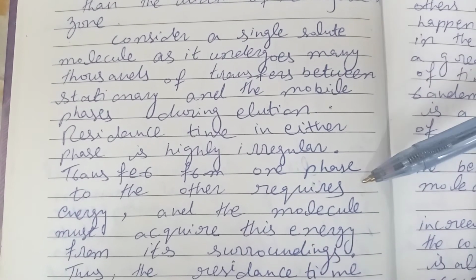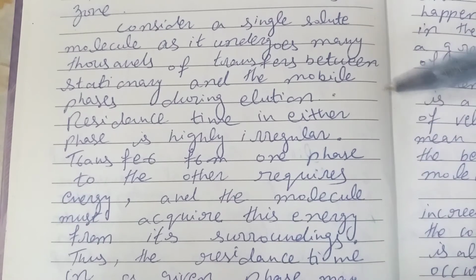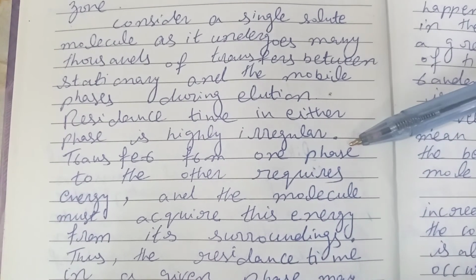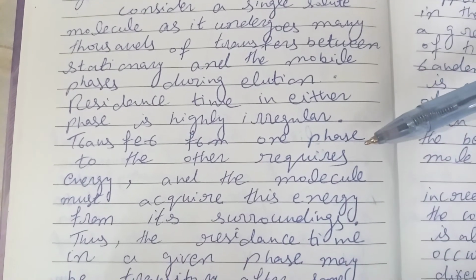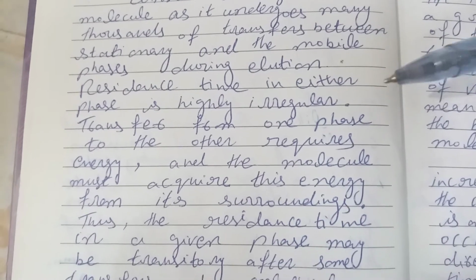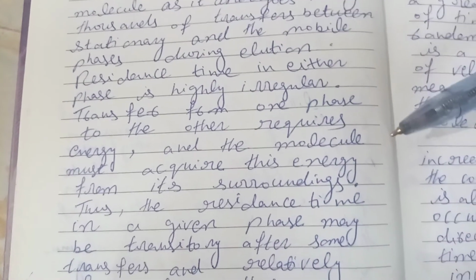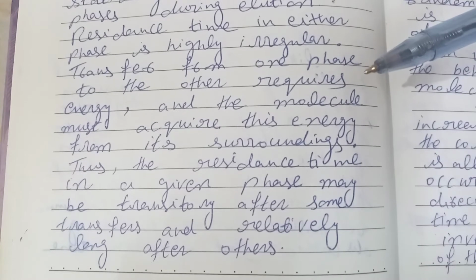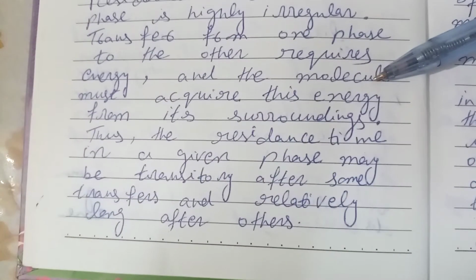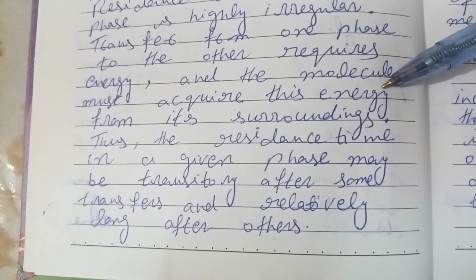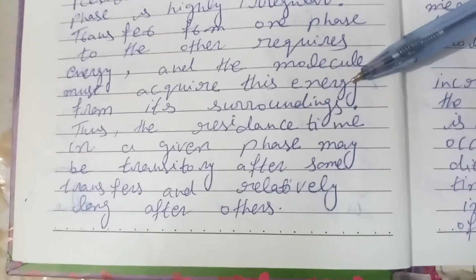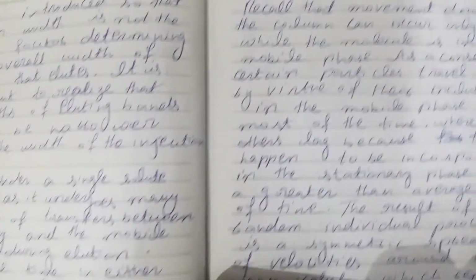Transfer from one phase to the other requires energy. The molecule must acquire this energy from its surroundings. Of course, it will get its energy from its surroundings while moving down the column. Residence time in a given phase may be transitory after some transfers and relatively long after others. Residence time in one phase may be longer as compared to the other phase.